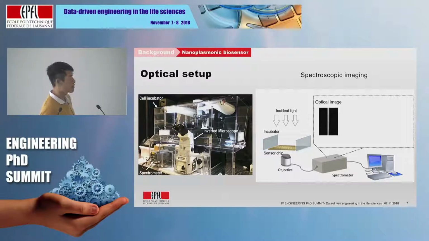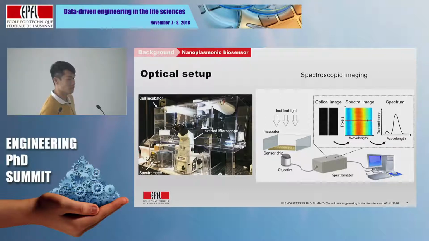And from this one line on the surface, we transform this image to a spectral image where we can see all the wavelength information along this line. And then if we select a region of interest on this spectral image, we can extract the spectrum, which we use for the label-free detection.